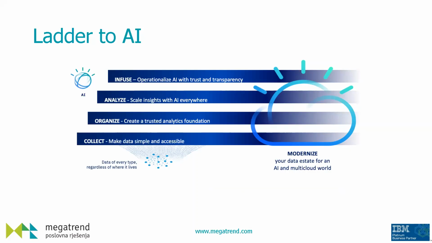The first one is collect. We need to collect our data in some way and make it simple and accessible, and here we are incorporating data into any analytic process. We need to collect every type of data regardless of where it is, and make it simple and accessible.